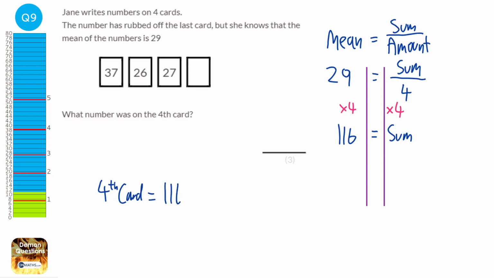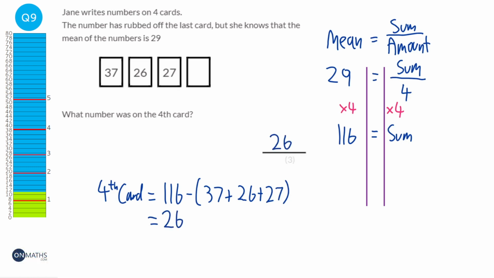is get that 116 and just take away the numbers that we know. And when we do that, we get the answer 26. Now you can easily check this by adding up 37, 26, 27 and 26 again, and then dividing it by 4, and you will get 29.